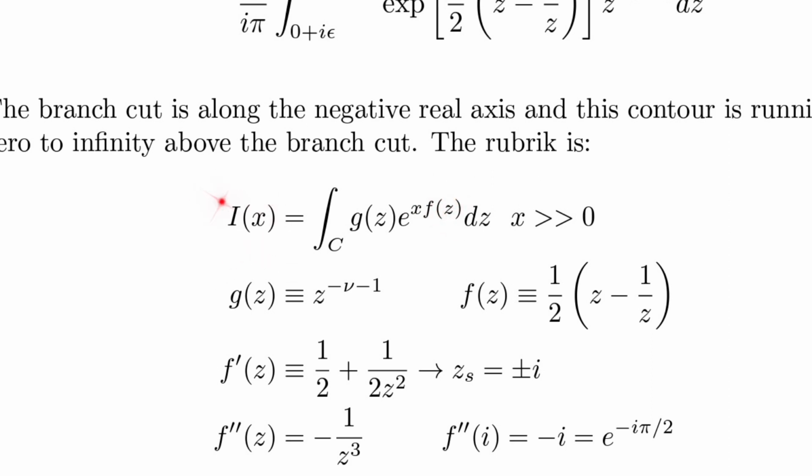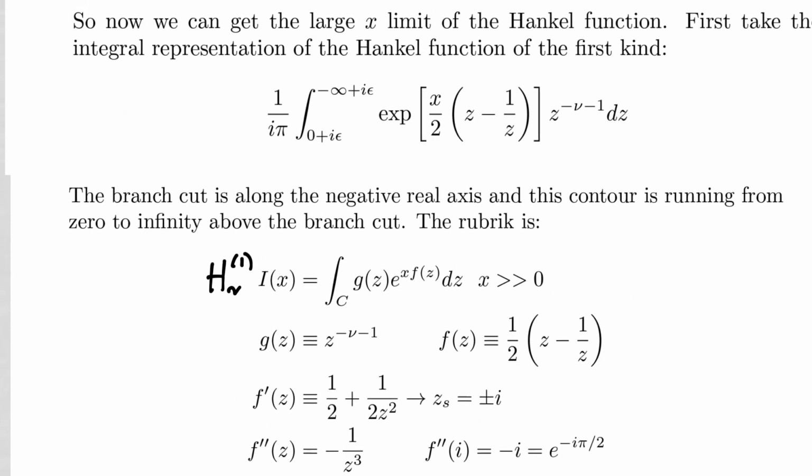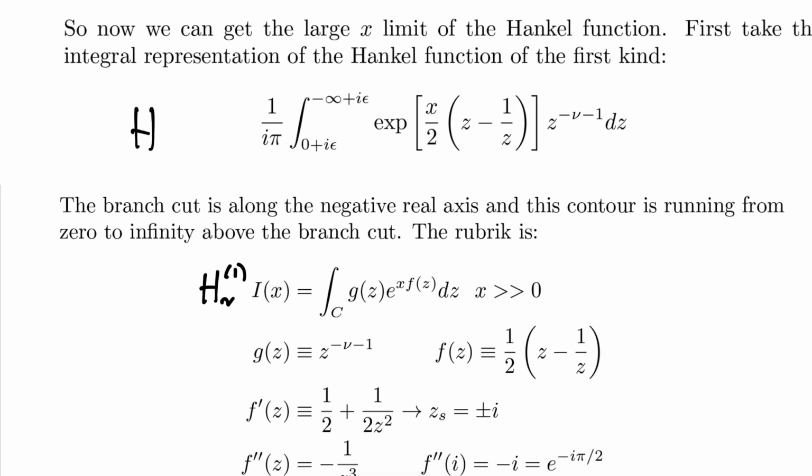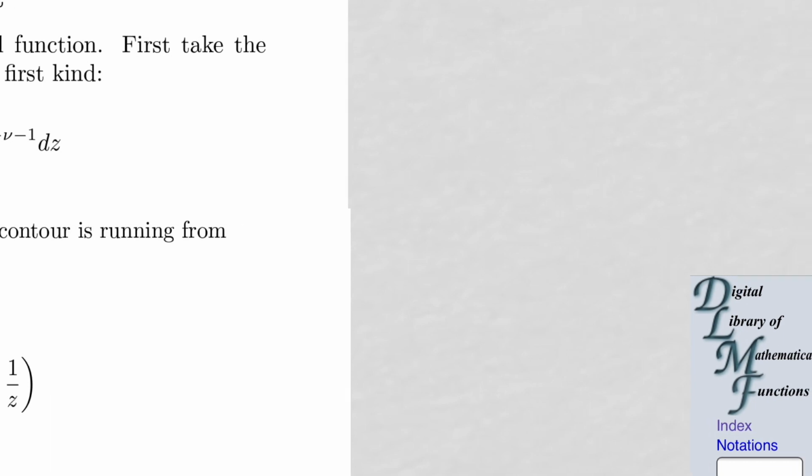And notice that this is some function of x, and in our case it is the Hankel function of the first kind of order nu. That's the one we're after. The Hankel function of the first kind of order nu, as a function of x, equals this. And we've indicated the contour with these weird limits of integration, but let's remember what that contour actually is.